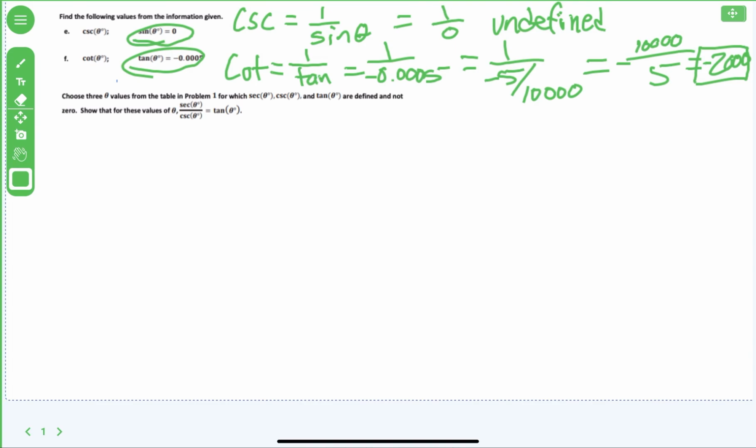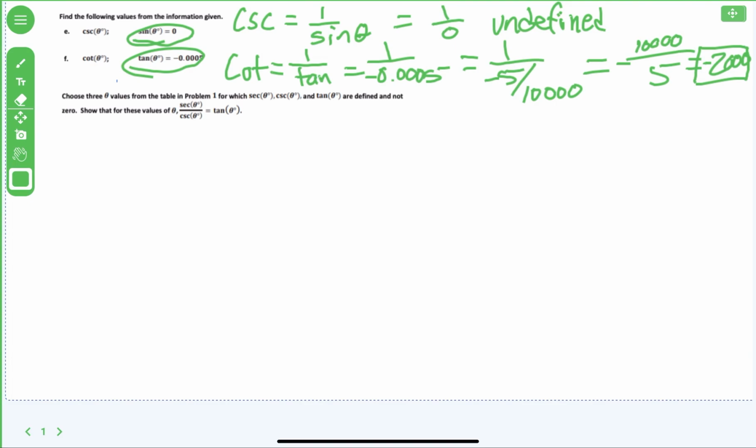Now, this next problem is just basically wanting you to, oh no, I was thinking this was a different one. Okay, so this one says choose 3 theta values from the table in Problem 1 for which the secant, cosecant, and tangent are defined and not zeros. Show that for these values of theta, the secant of theta divided by the cosecant of theta is equal to tangent. Oh, wow. Okay.